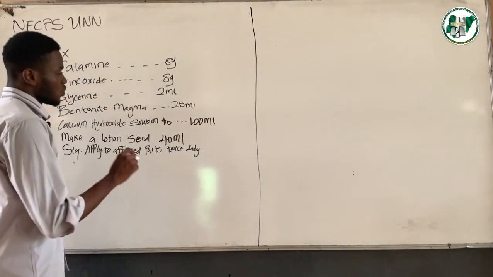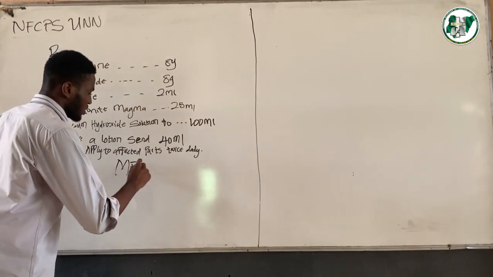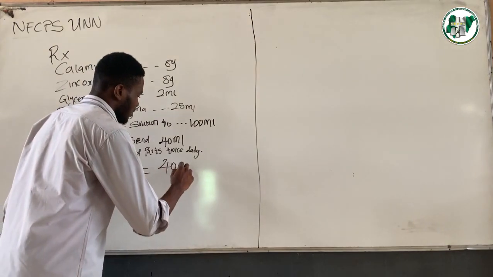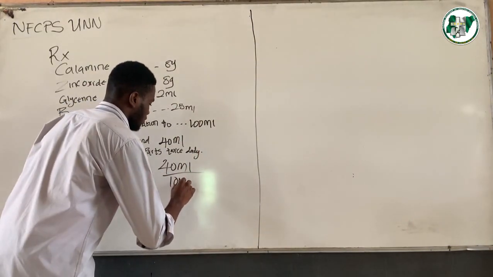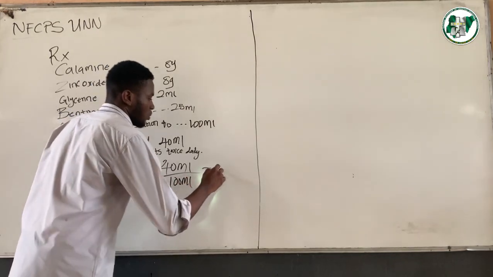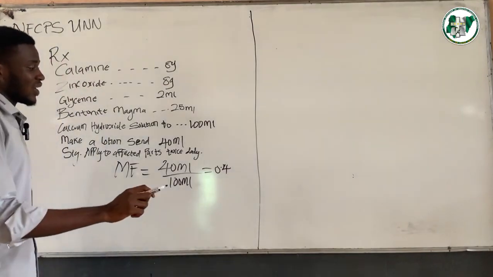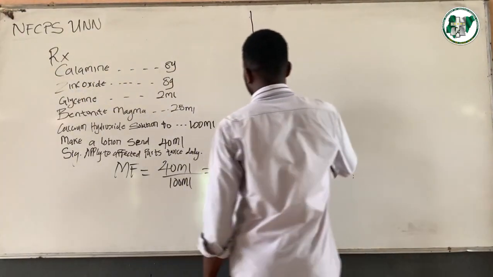The first thing we do, like we've known, is to get your multiplication factor, which is the amount sent over amount given. We're told to send 40 ml, and we're given 100 ml. So 40 divided by 100 ml gives you 0.4. Remember again, multiplication factor has no unit. So with this, we try to get our working formula.